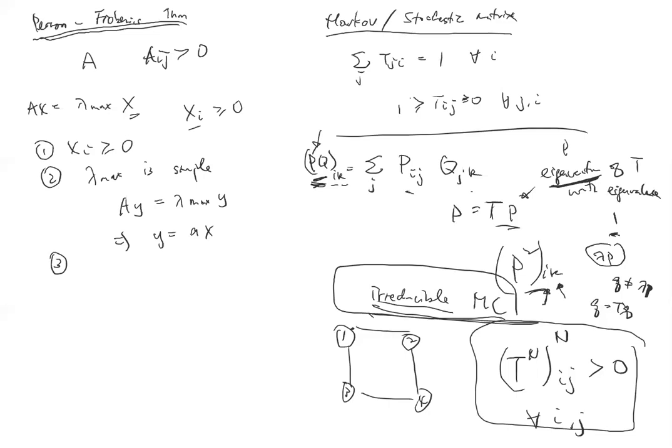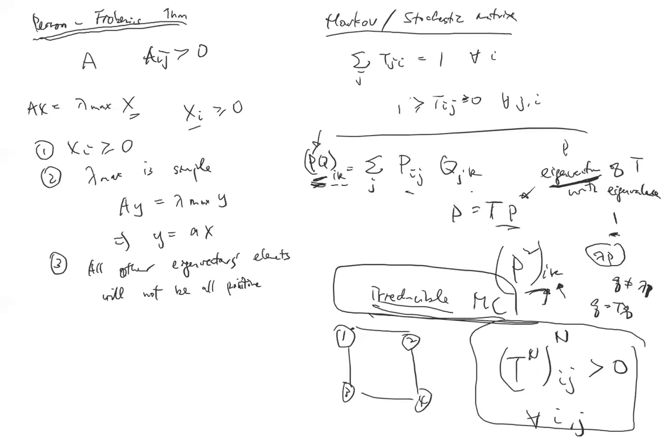And the third thing of the Perron-Frobenius theorem is that all other eigenvectors, meaning those that are not the eigenvector with the maximum eigenvalue, will not have all positive elements.